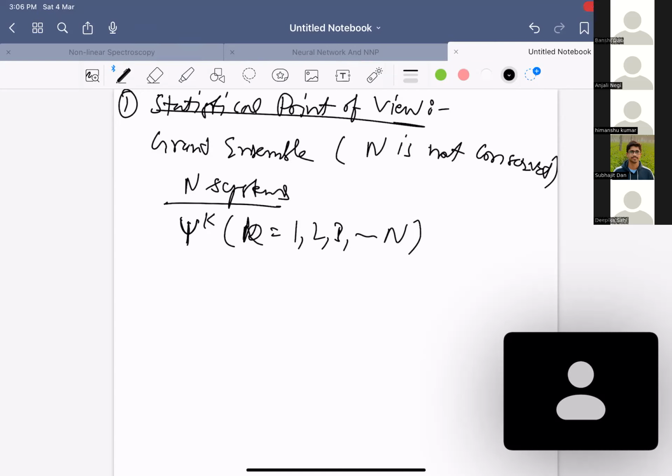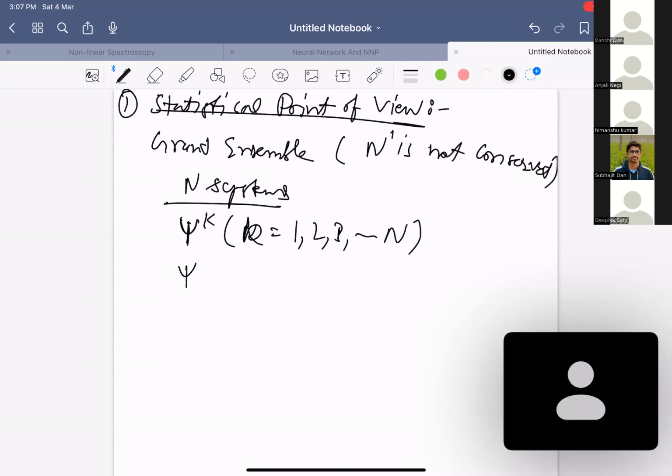Ravi, one small thing: those two n's are not the same, right? A different notation would be helpful. In one, n means the number of particles, which is not constant, but in the other it means the number of ensemble systems. Different notation would be helpful, otherwise it may confuse later. Okay, sir. Then I'll keep this as n prime.